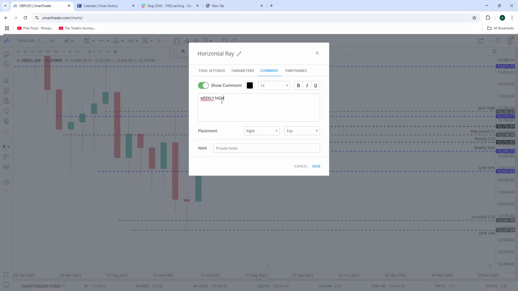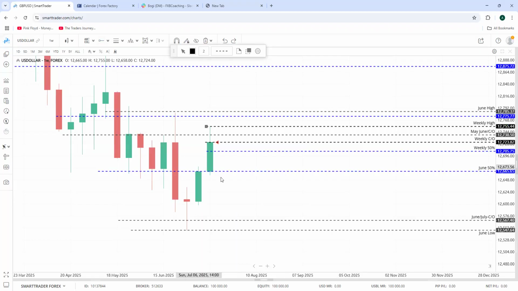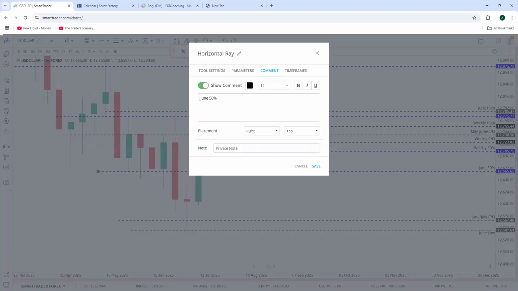Weekly high. Did it again. Weekly high. All right. Now, I got this June 50%. So I'm also now going to take this and write weekly close open June 50%. So why do I do that?